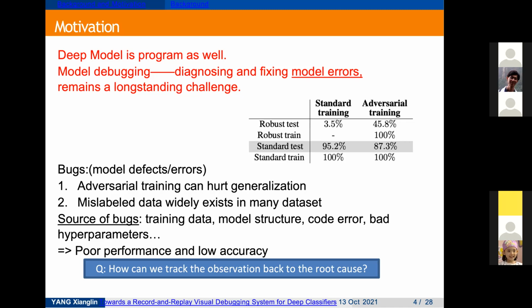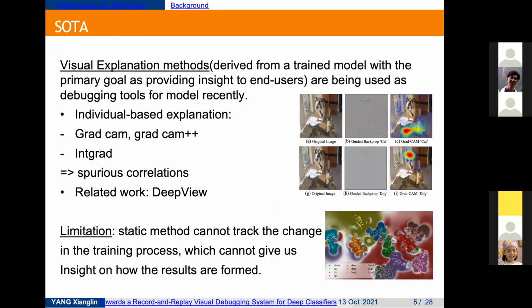So overall, if you observe some poor performance and low accuracy on your model, can you tell what the root causes are? So the question here is how can we track the observation back to the root cause? One state-of-the-art method is the visual explanation method. Its primary goal is to provide insight to end users, but some researchers have recently used it as a debugging tool for models.